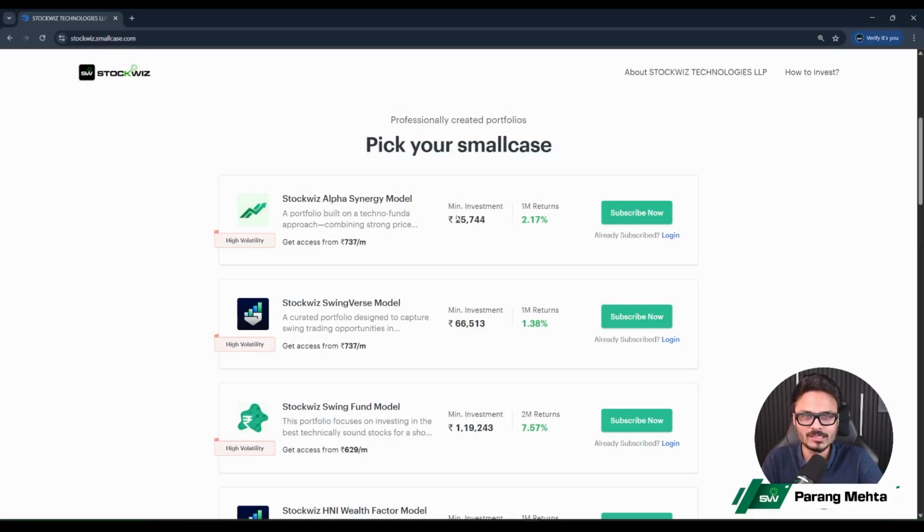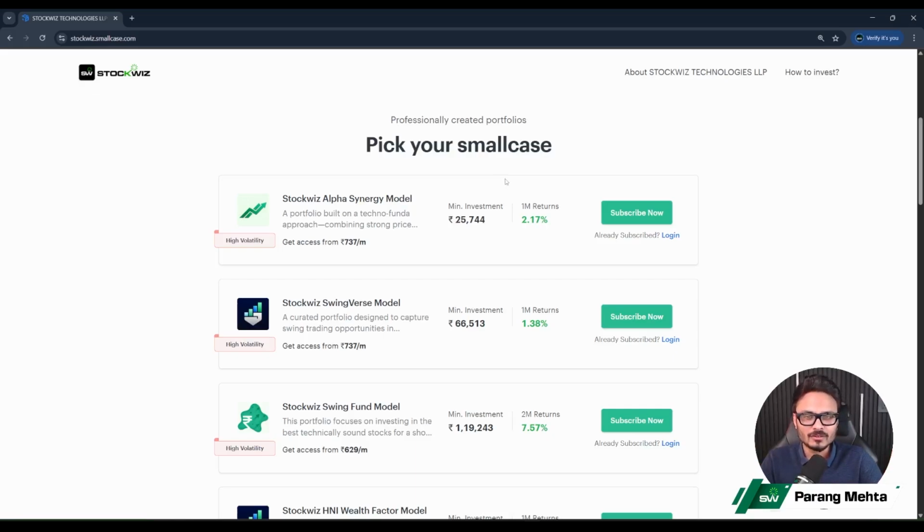Now by the way, Smallcase is one of those companies backed by Zerodha, and it is one of the largest and probably the pioneers in creating the small case or model portfolio category of investing. And there are over 1 million plus users who are actively using small cases to invest.